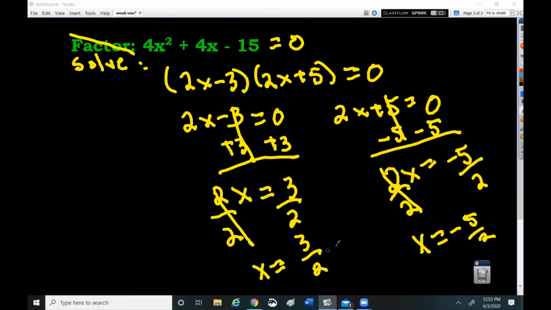Just real quick, does anybody know what 3 over 2 equals? 1.5. Yeah, because if you just do the 2, and then okay. What about negative 5 over 2? What does that equal? 2.5. Negative 2.5. Well, yeah, we know it's negative, but first you're trying to say it fast.